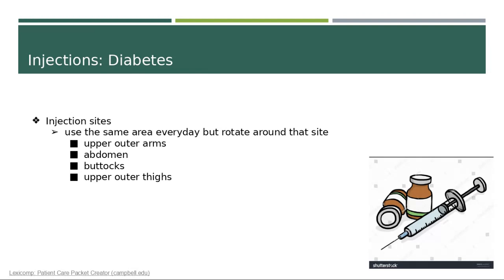All right, so now we'll talk about injections specifically for diabetes. The injection sites you can use include the upper outer arms, the abdomen, the buttocks, and the upper outer thighs. It's important that you use the same area every day, but you want to rotate around that area so that the patient has fewer adverse reactions to that site.